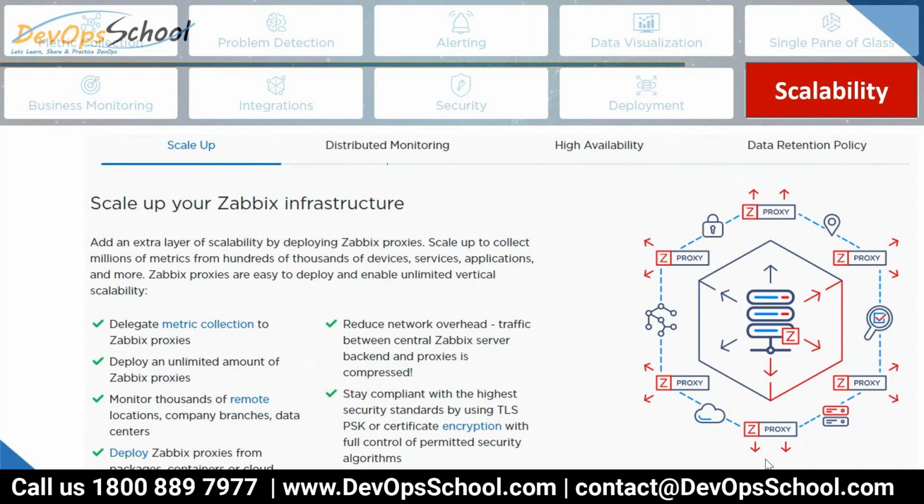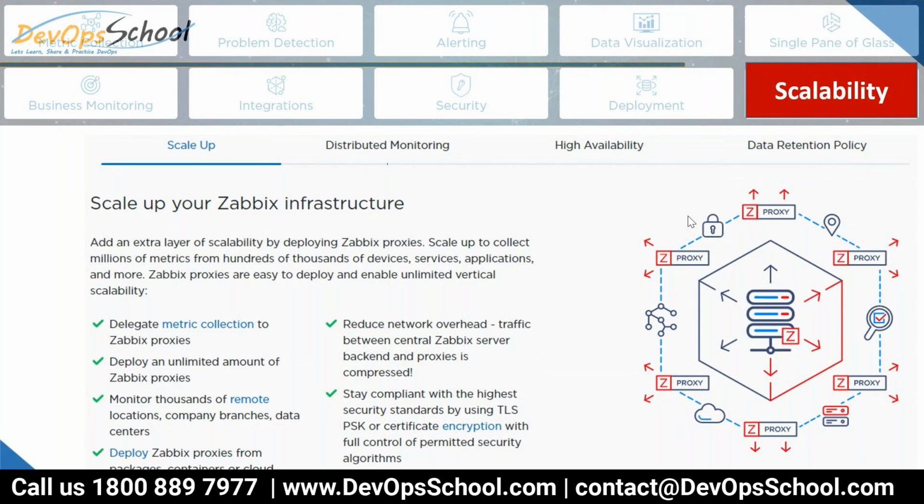You can add proxies, and from the proxy in a different region, you can send the data to the server and monitor it. So here we add an extra layer of scalability by deploying Zabbix proxies. Look at the image and you will have a little clarity. Proxies are deployed and act as a way to connect the server to the remote servers, and that way all the data is collected.